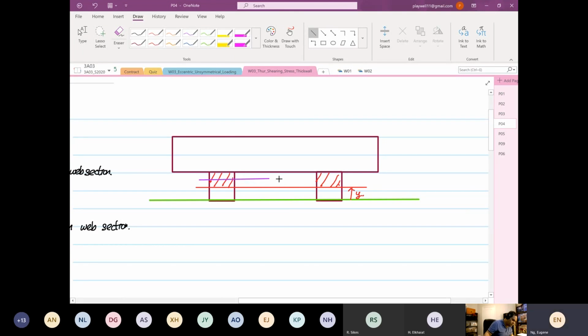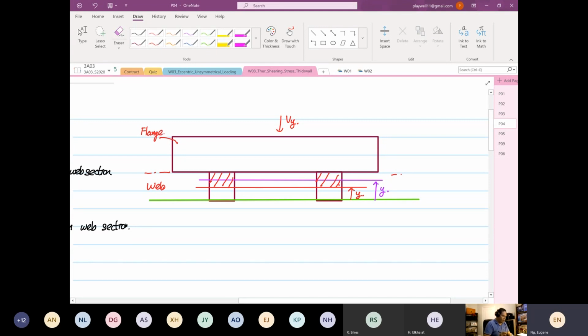So this line over here, this is our y. And then over here, this is our vy. Okay. So this is our flange. And of this section over here, this is our web. Okay. So the top part is our flange. What I'm trying to highlight is this.